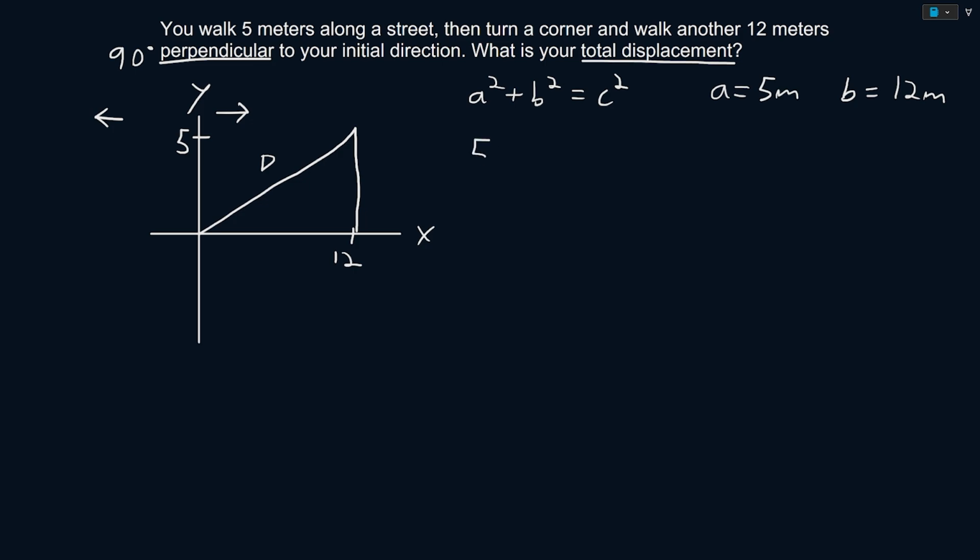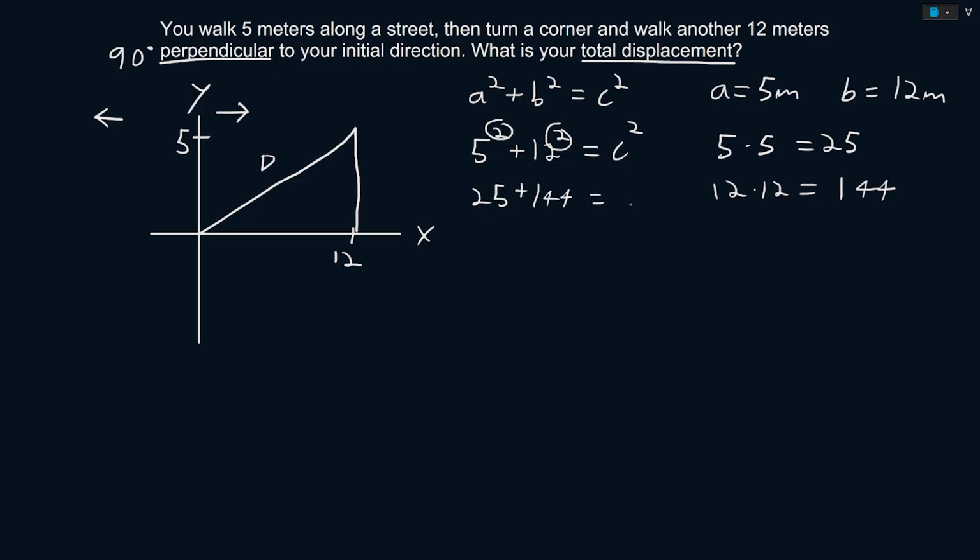Plugging into our equation, we get 5 squared plus 12 squared is equal to our displacement c squared. 5 squared is equal to 5 times 5, which is equal to 25. 12 squared is equal to 12 times 12, which is equal to 144. 25 plus 144 is equal to our displacement of c squared. 25 plus 144 is equal to 169.